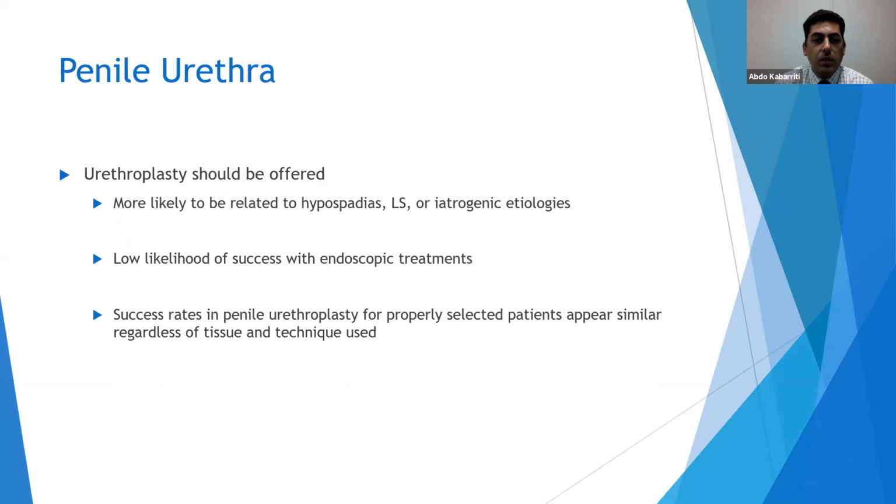So for penile urethra, a urethroplasty should be offered. Why? It's more likely that the stricture is related to hypospadias, lichen sclerosis, or iatrogenic etiologies. And the success rate of endoscopic treatments is much, much lower compared with the bulbar urethra. And the success rates for penile urethroplasty for properly selected patients actually appear to be pretty good, regardless of the tissue or technique used.